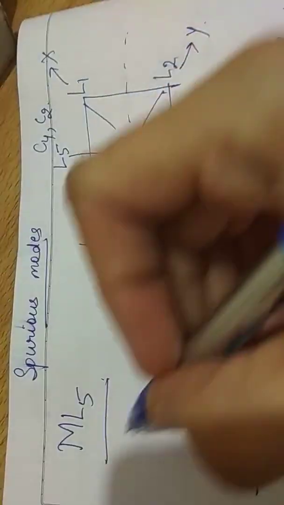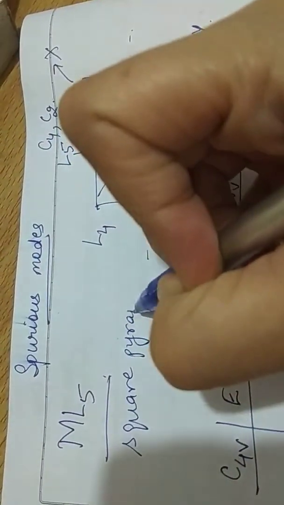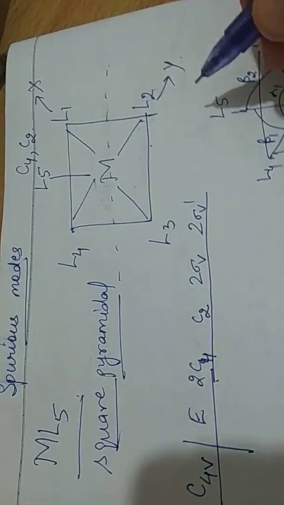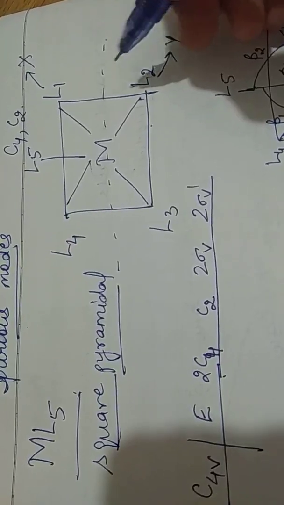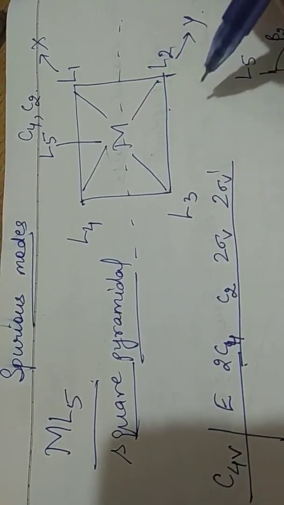So you know ML5 is what? Square pyramidal. Okay. So let's discuss how it comes out, as you asked me to make a video on this during the class. So I am putting it on the classroom after recording.